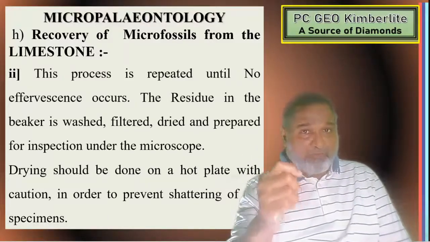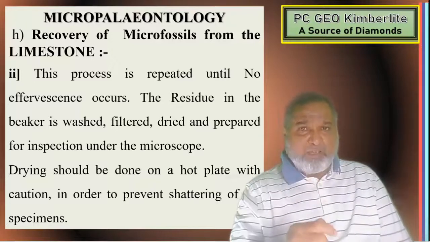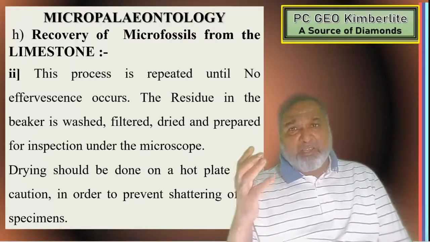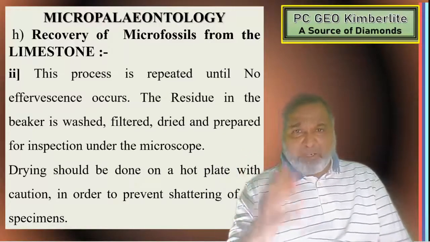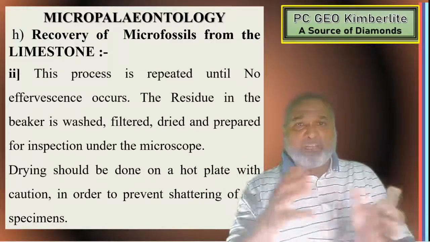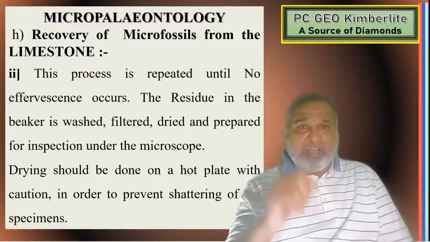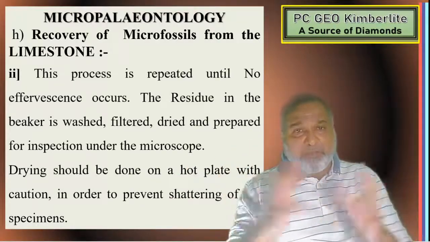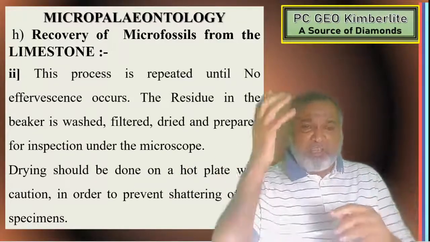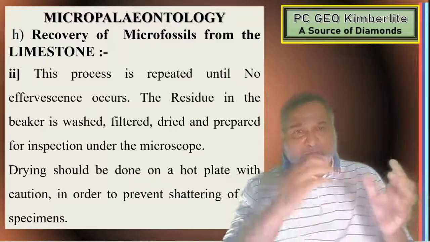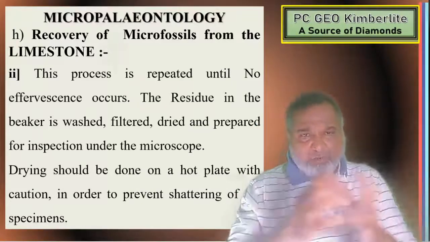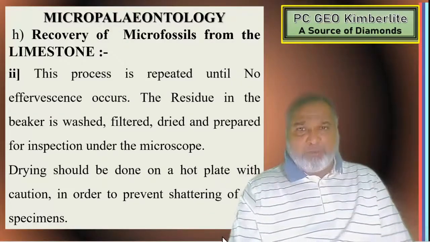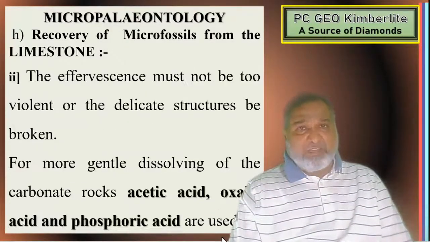This is a very important observation. Once you put the acid in, you have to check whether the effervescence is coming or not. The residue in the beaker is washed, filtered, dried, and prepared for inspection under the microscope. Drying should be done on a hot plate with caution. I told you that this is a precaution you have to take. It should not just be heated up to 50, 60, 70. Go slowly and see what is going to happen to the microfossils on the hot plate, in order to prevent shattering of the specimen. That is very important.